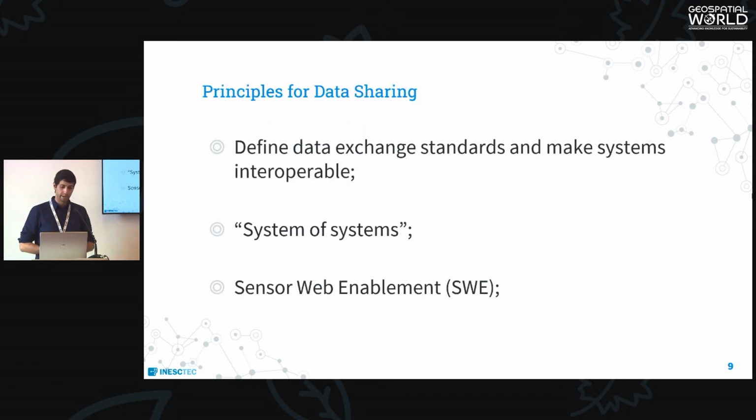So it defines standards that make the system interoperable. And we call this a system of systems. What this means is that when a client speaks the same language as another one, we can interconnect them to exchange data. This makes it much easier to exchange and share data between different entities.